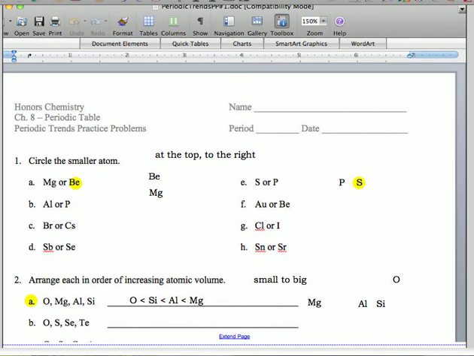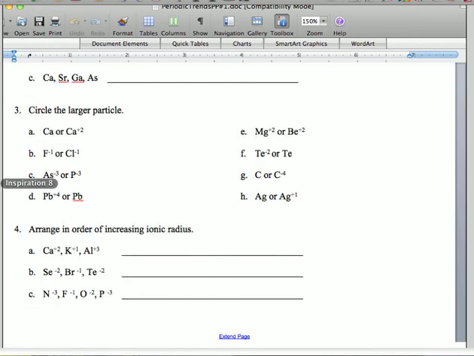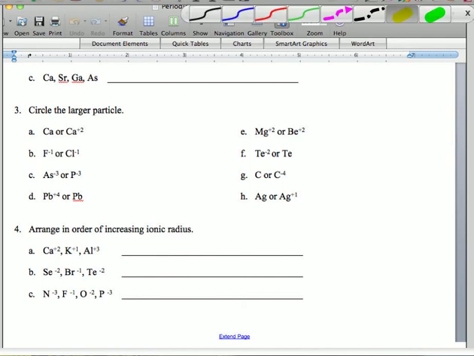And then a couple of the ones at the bottom, just to show you, remember, when you're doing things with ions, if it's the same element, it's not so bad. If they're different elements, then you have to start worrying, and we'll look at those down here. So this one, we're looking for circle the larger particle. And again, you have to keep in mind who would be larger.